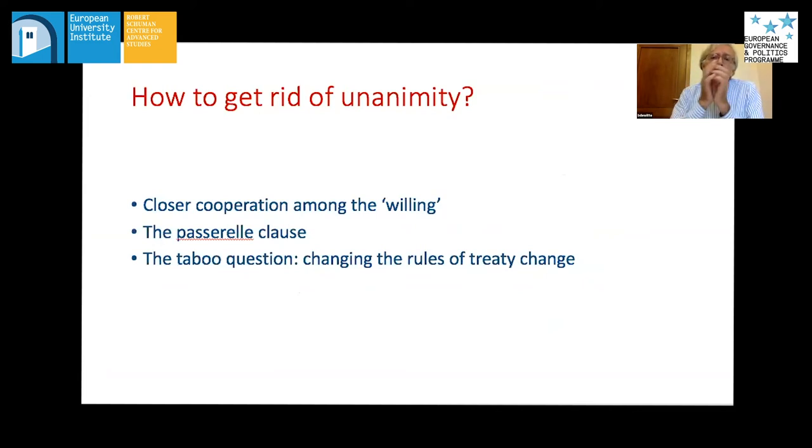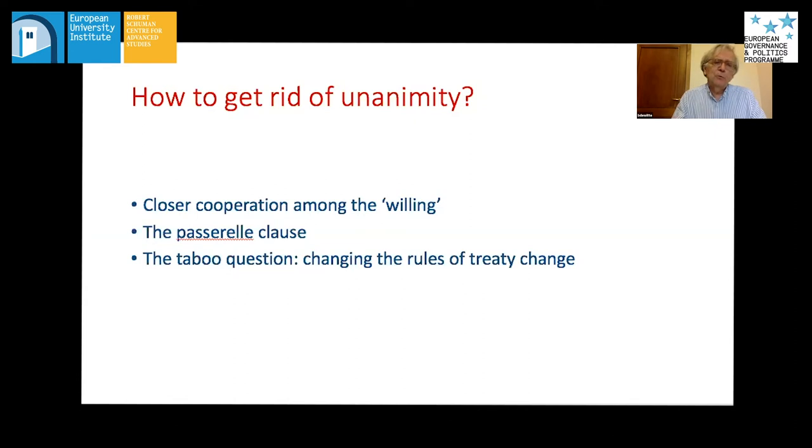How to get rid of this situation? How to get rid of unanimity? Now, there are three ways. One is to allow for closer cooperation among the willing states. So to overcome unanimity by allowing the countries that do want to go ahead in a certain area to do so through closer cooperation. The second instrument is the so-called passerelle clause, to which I come back. And the third one, the real solution in my case, the taboo question, is to change simply the rules of treaty change and get rid of unanimity.